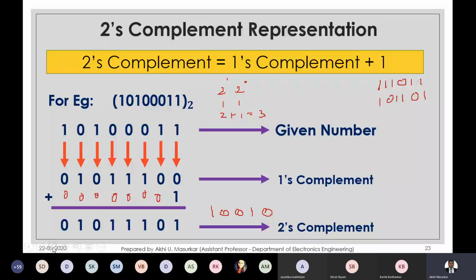So let me just calculate that again. What I'll do is this: 11101 plus I want to add 101101. So if I add this, 1 plus 1 will be 0, carry 1. So 1 and 1 will be again 0, carry 1. 1 and 1 will again be 0, carry 1. Now here you have three ones.